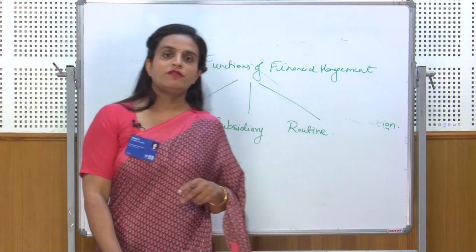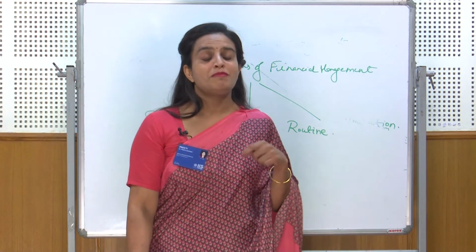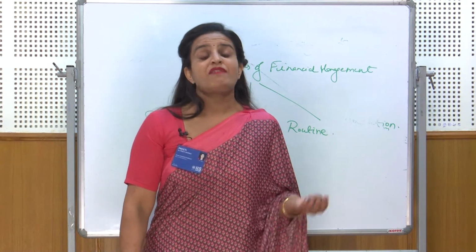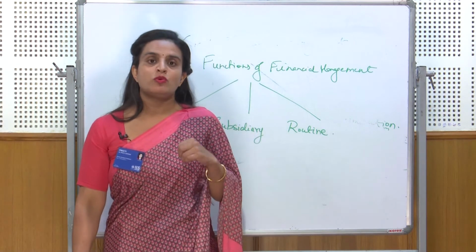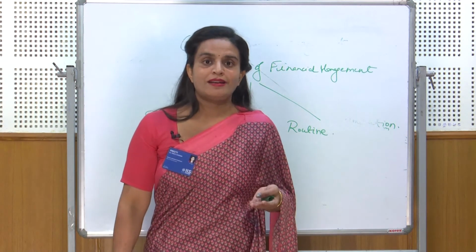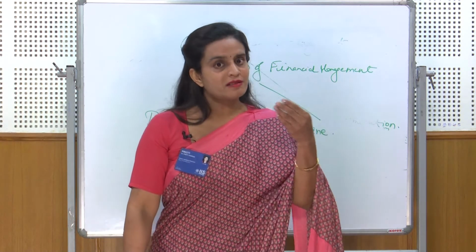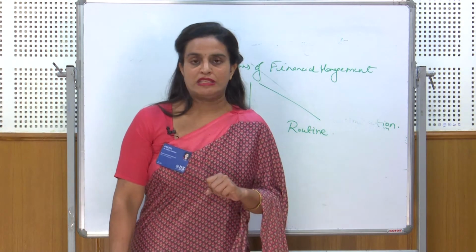The next type of subsidiary function is the profitability function. As we know, the main objective of any organization is to maximize the profits of the business, and for maximizing profits, the financial manager can use various techniques like cash planning, working capital management or cost control. So, these are certain techniques which would help them to maximize the profits of the business.